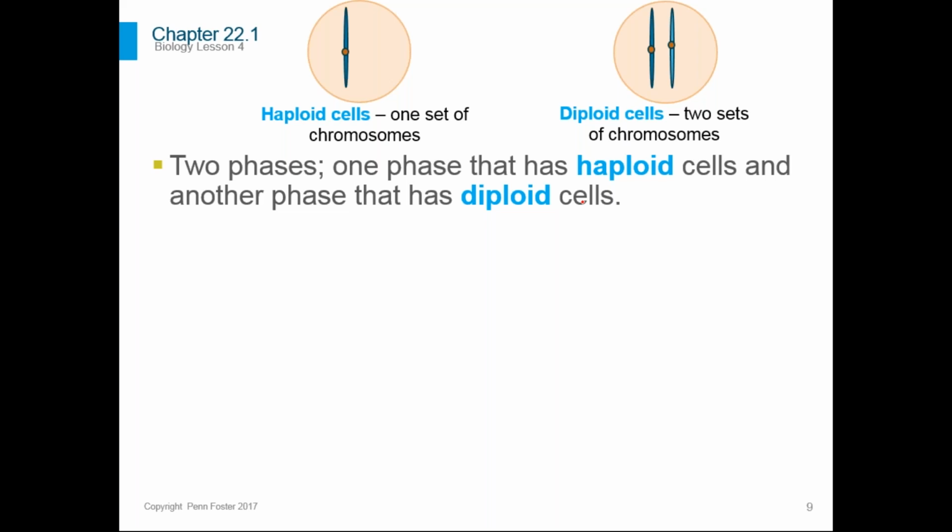At the end of this section, though, they talk about alternation of generations. So the life cycle of a plant involves two phases. Plants have one phase that has haploid cells and another phase that has diploid cells. So it's really important that we remember what those words mean. So haploid has one set of chromosomes. Okay, and diploid cells have two sets of chromosomes.